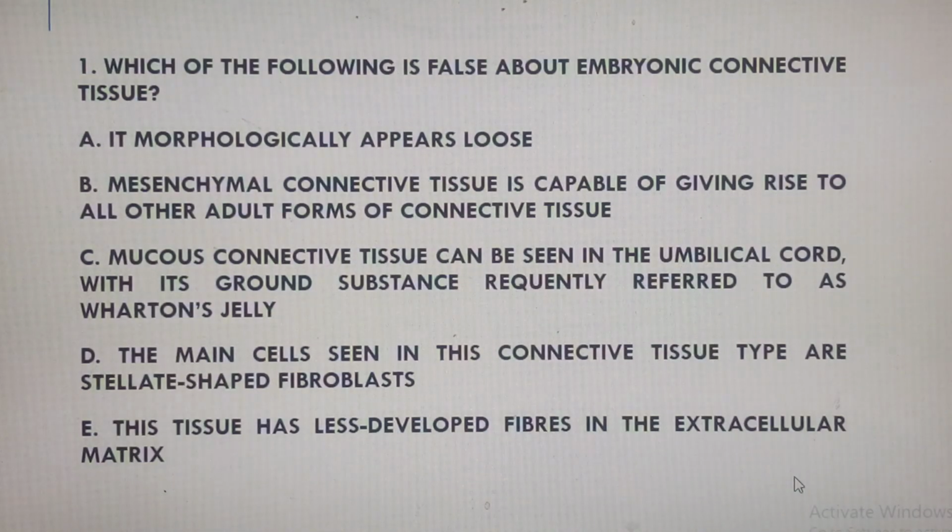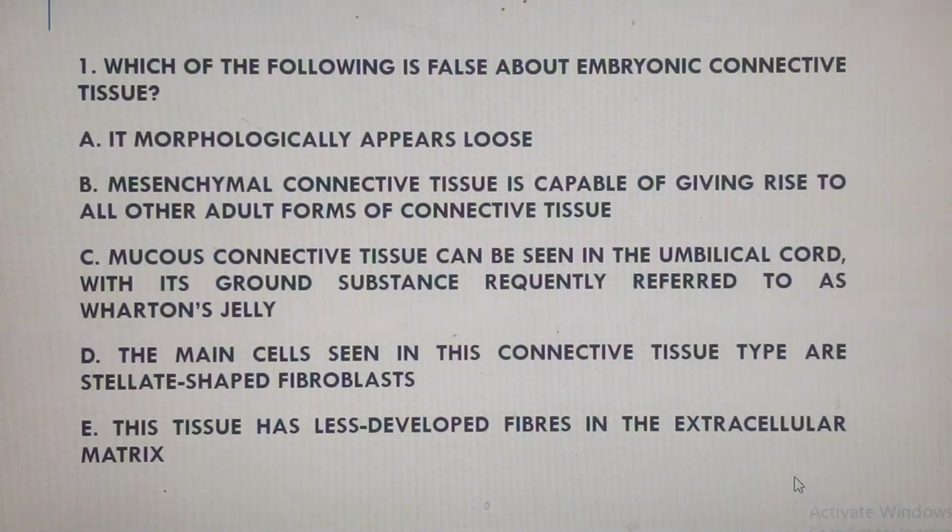Option B says mesenchymal connective tissue is capable of giving rise to all other adult forms of connective tissue. That's a very true statement. I don't need to overemphasize this because we know that we have embryonic connective tissue, and from the embryonic state, that is where they will give rise to this adult type of connective tissue. Remember, even with the embryonic connective tissue, we have that of mucous and the mesenchymal. It is the mesenchymal type that is capable of giving rise to all other adult connective tissue forms.